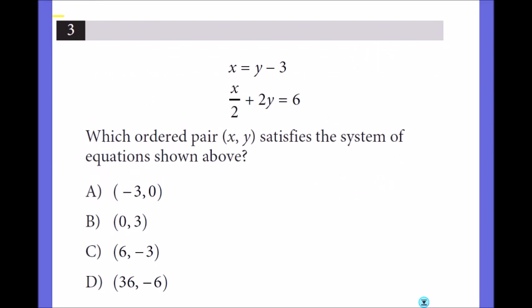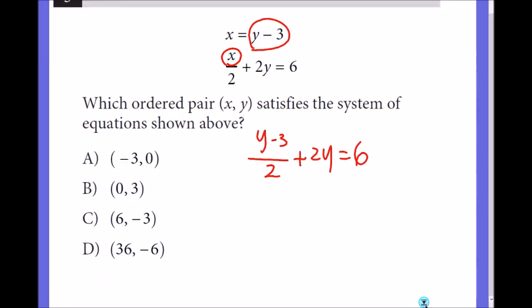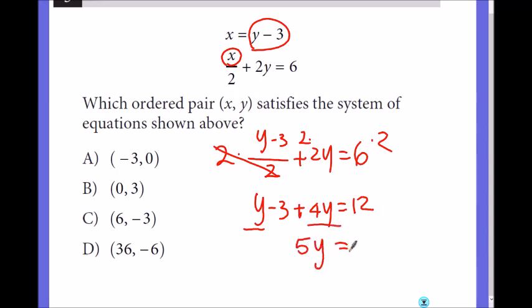So which of the ordered pairs satisfy the system of equations shown above? Since X is given, I'm going to go ahead and substitute my X. So y minus 3 is x, over 2 plus 2y equals 6. To make it easier, just go ahead and multiply everything by 2, so I can get rid of the denominator. So y minus 3 plus 4y equals 12. When I combine the like terms, I get 5y equals, add 3 on both sides.